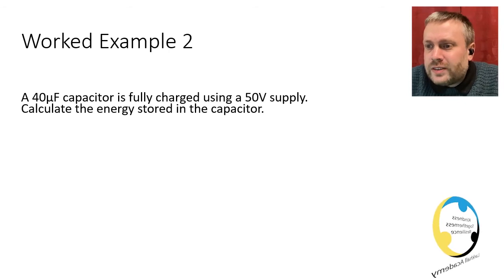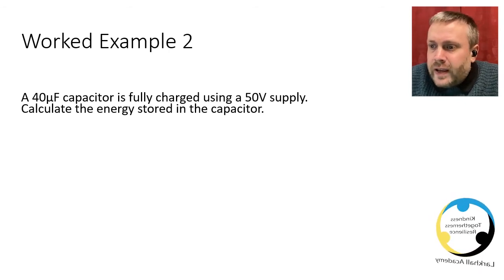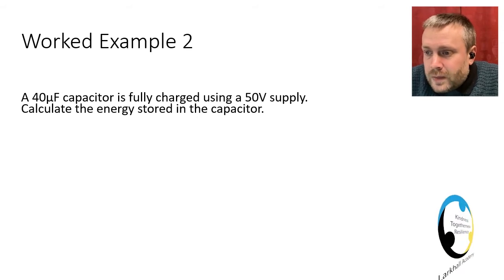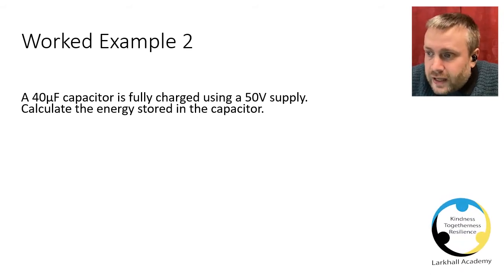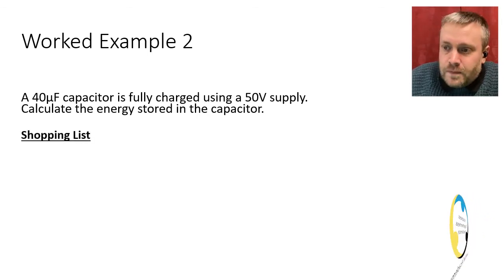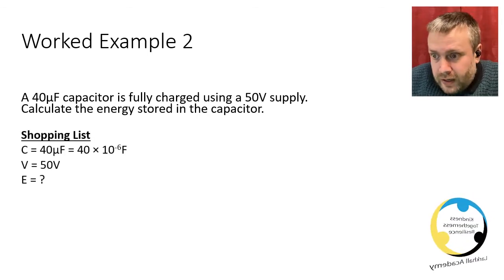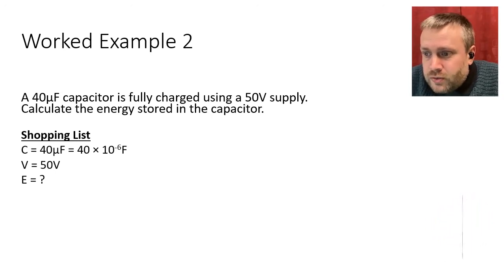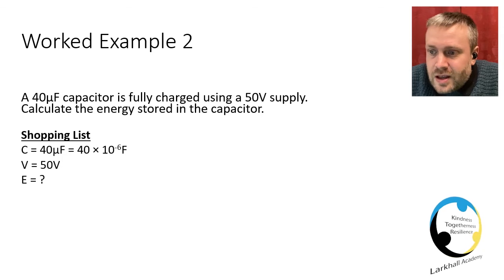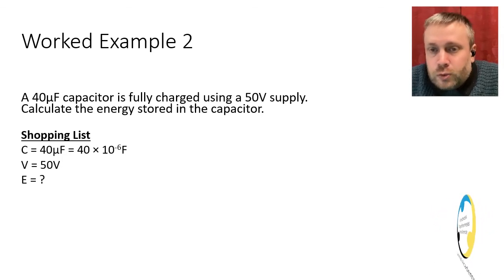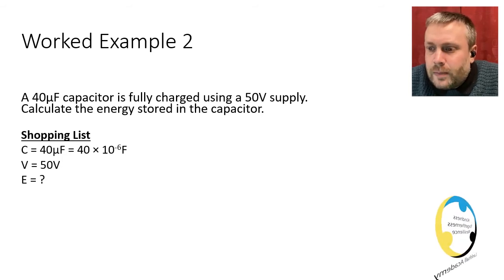So, second worked example time. A 40 microfarad capacitor is fully charged using a 50 volt supply. Calculate the energy stored in the capacitor. Once again, we're going to start off with a shopping list. So, plug in our numbers here. We've got our capacitance was 40 microfarads, which is 40 times 10 to the minus 6 farads. Our potential difference was 50 volts, and of course we're looking to find the energy stored in the capacitor.